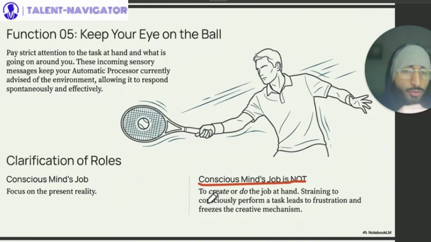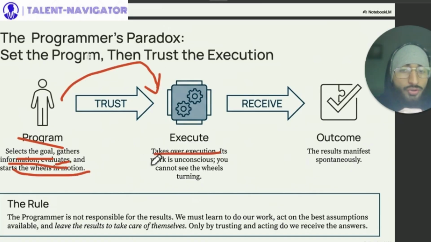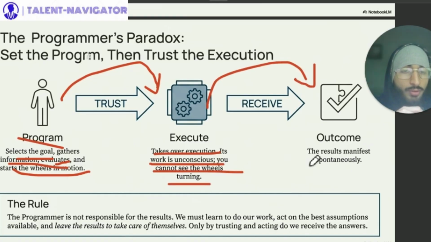So the conscious mind's job is not to create or do the job at hand. Straining to consciously perform a task leads to frustration and freezes the creative mechanism. The programmer's paradox. Set the program, then trust the execution. So first, select the goal, gather information, evaluate, and start the wheel in motion. With trust, execute. Take over execution. Its work is unconscious. You cannot see the wheels turning. Then receive the output. That is the outcome.